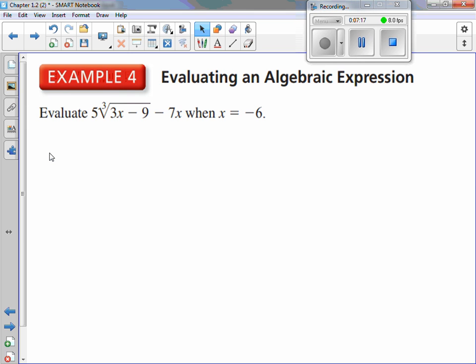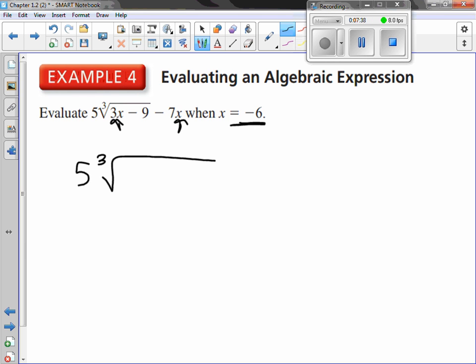Evaluating an algebraic expression. Evaluate this when x is -6. This isn't any different than what we just did. It's just phrasing it differently. We're calling it an algebraic expression. It's the same thing we just did. So all we're going to do here is take -6 and plug it in for our x in both of these spots. So we're going to have 5 times the cubed root of 3 times -6 minus 9. And here we're going to have -7 times -6. And now you can plug it into the calculator. That's all you have to do. You plug it in, you've got your answer.